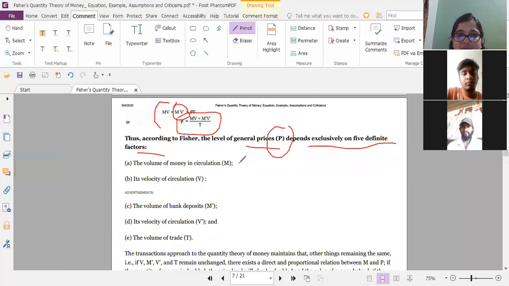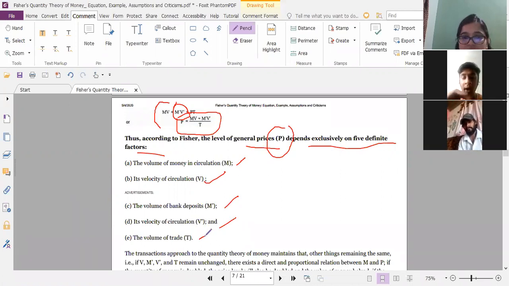One is M. M is the volume of money in circulation, or quantity of money, we can say. Then V is the velocity of circulation. Then the third factor is M dash, the bank deposits, and V dash, the velocity of circulation of the bank deposits. That is M dash, the bank deposit, and its velocity.